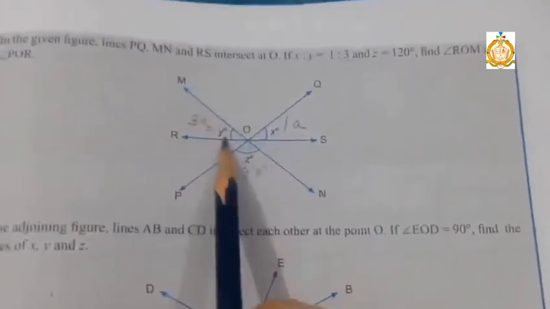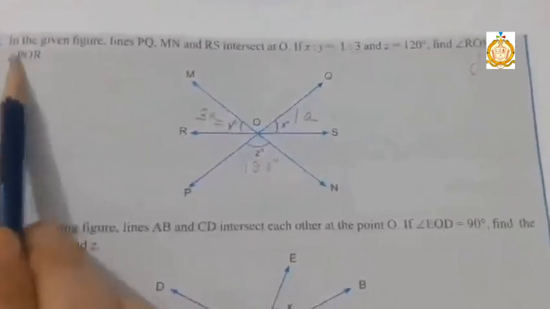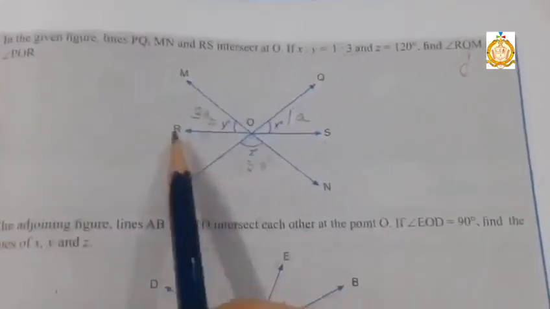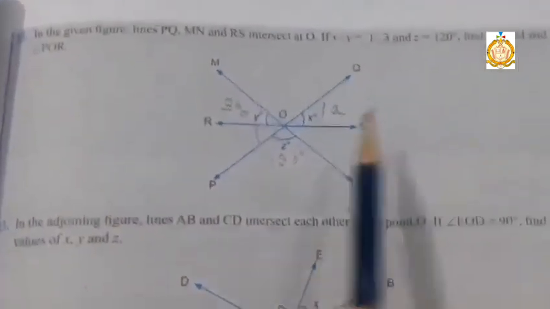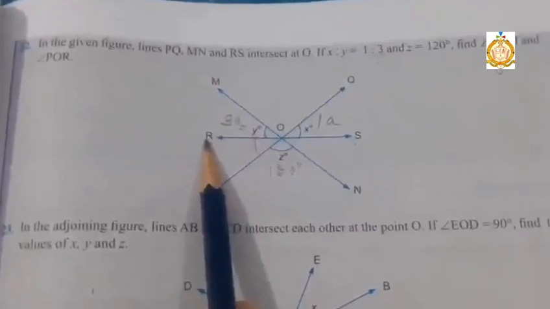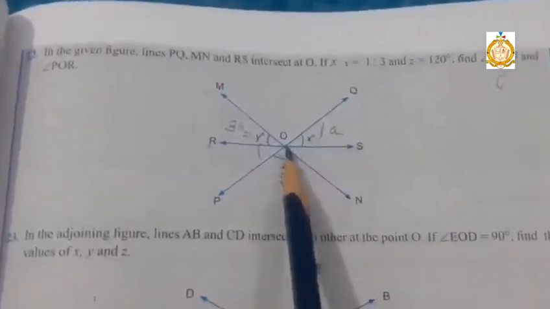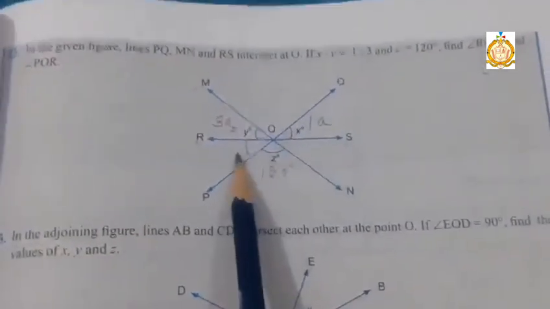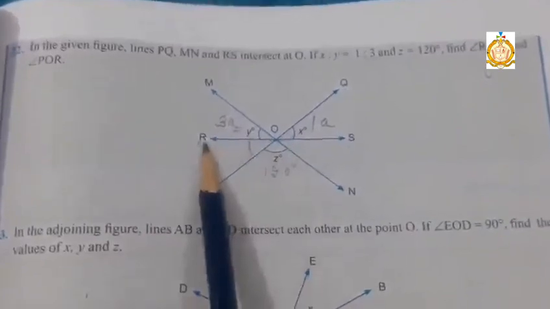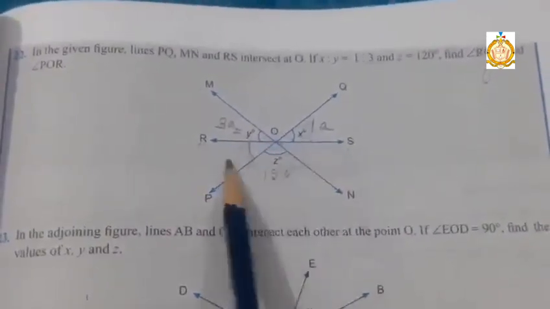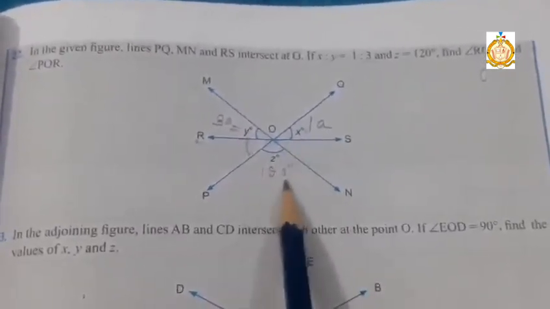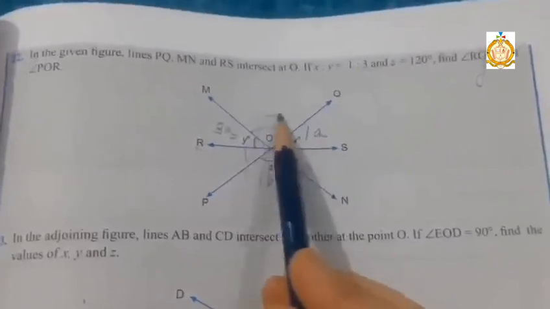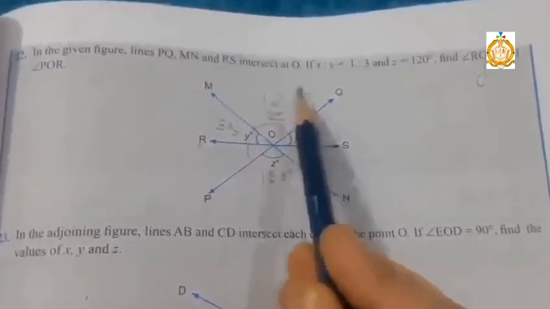ROM, that is the value of y, and POR. Here we have to find this one value. See students, angle POR is vertically opposite to angle SOQ. So if its value is x, then angle POR would also be x, because these are vertically opposite angles. And if this is z and its value is 120, it would also be z, vertically opposite angle, and its value would also be 120.